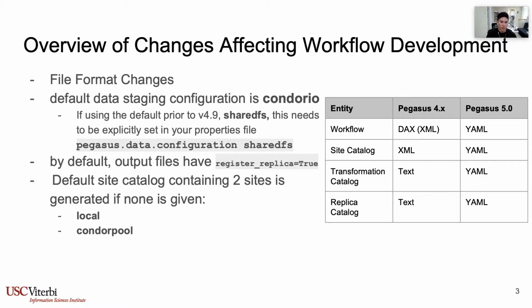The default site catalog: we create one if none is picked up by the planner, and it contains 2 sites, a local site and a Condor pool site. This is really convenient because if you're just running on a local Condor pool, you don't need to write out the whole XML file to generate this site. We can generate one for you.